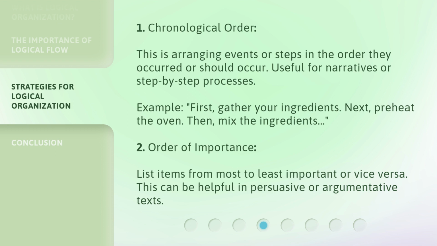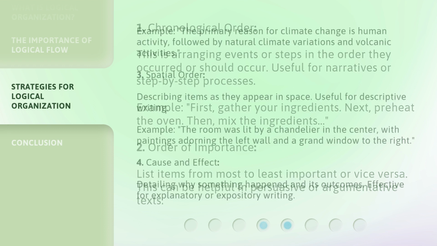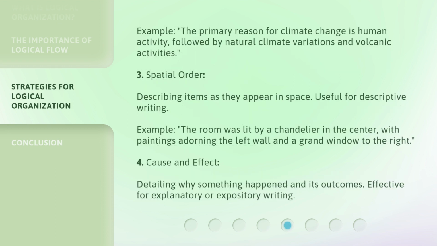2. Order of importance. List items from most to least important or vice versa. This can be helpful in persuasive or argumentative texts. Example: the primary reason for climate change is human activity, followed by natural climate variations and volcanic activities.